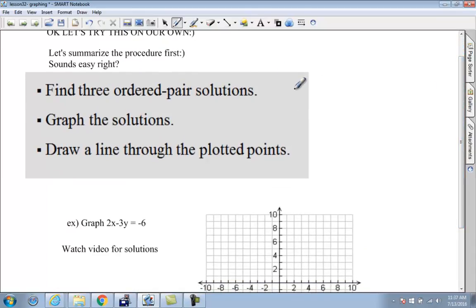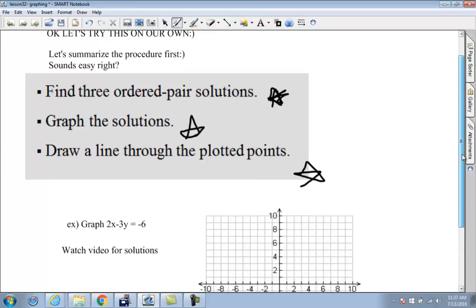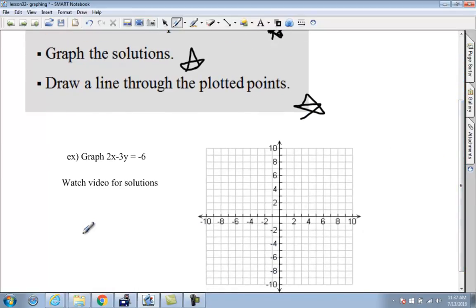Let's summarize the procedure for graphing a linear equation in two variables. First, you find three ordered pair solutions. Connect the dots. So graph the solutions, connect the dots, draw a line through the plotted points. Sounds easy enough. Let's try. So 2x minus 3y equals negative 6. I always just like to organize my thoughts in a little, some people call it a t-table because it kind of looks like a t.